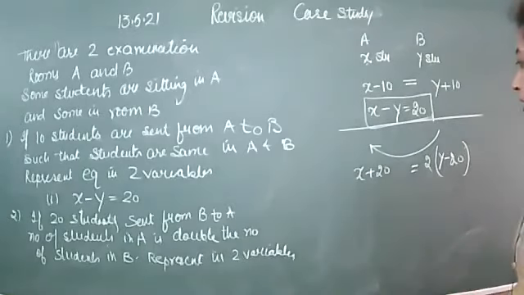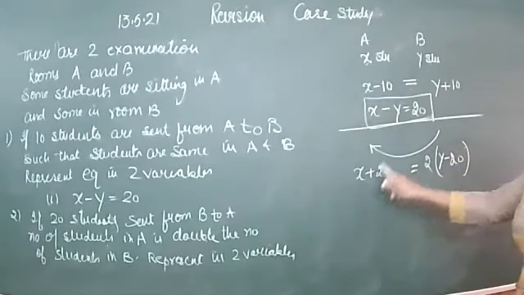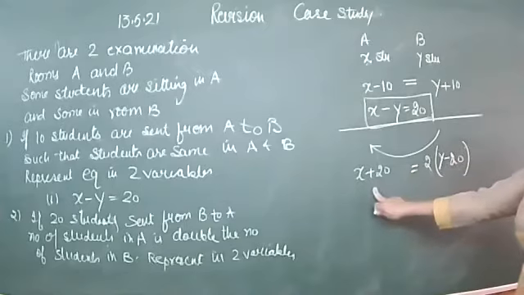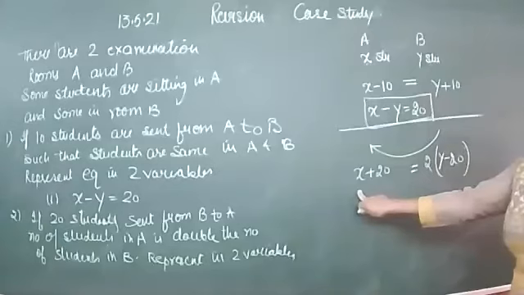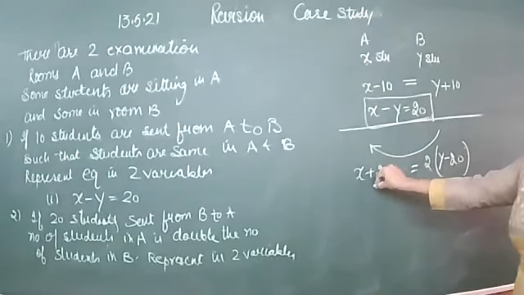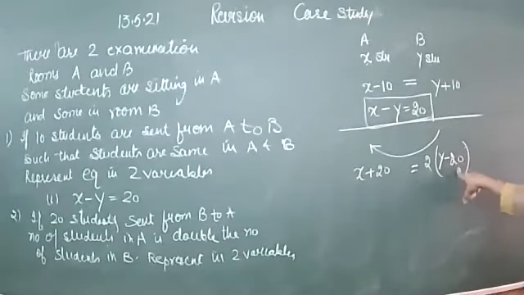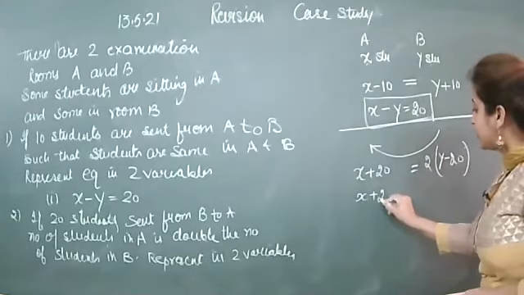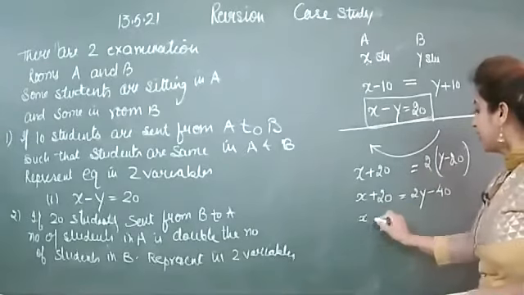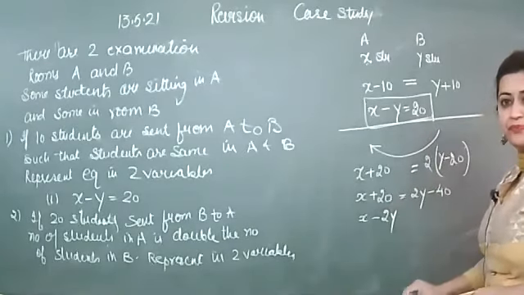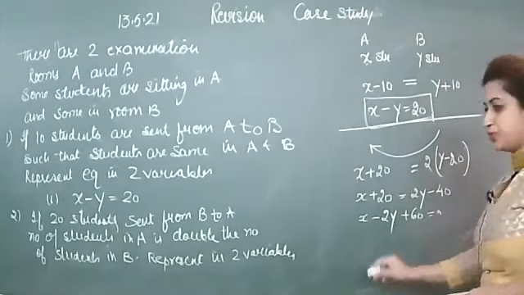Is it okay? If 20 students have been sent from B to A, then 20 students will be subtracted. 20 has been sent to A, those 20 students will be added in this room A. Now the number of students in A is equal to twice the number of students in room B. x plus 20 is equal to 2y minus 40. x minus 2y plus 60 equal to 0.